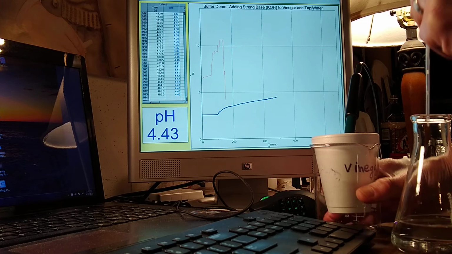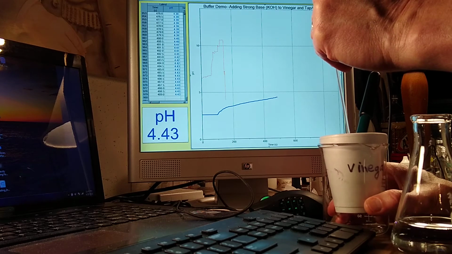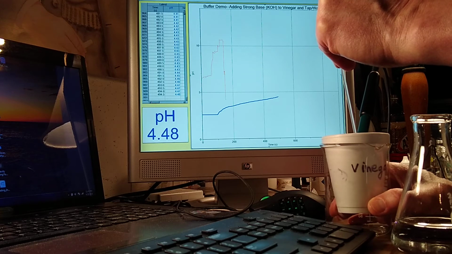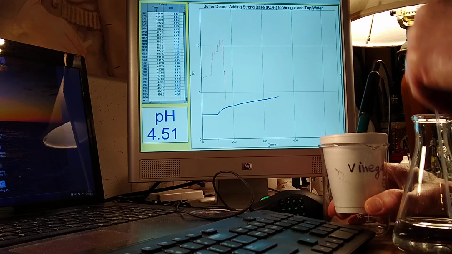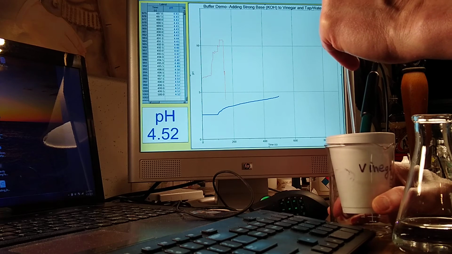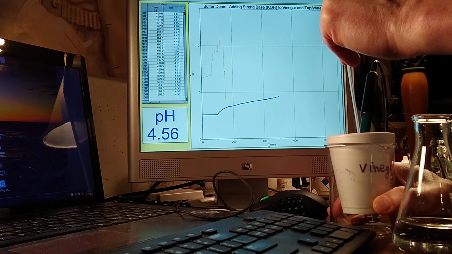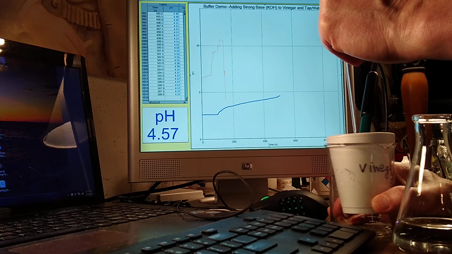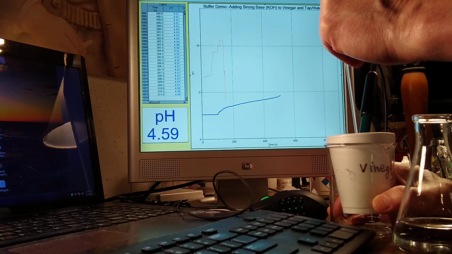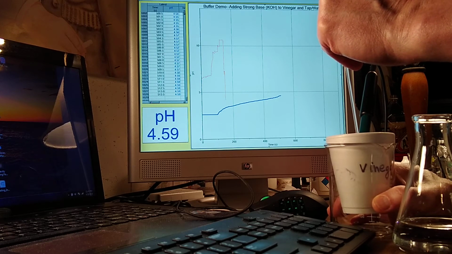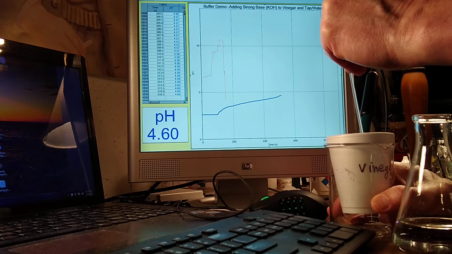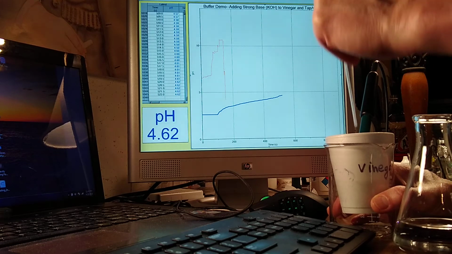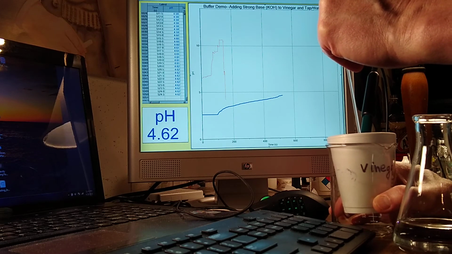Let's just keep going here. I'll pick up the pace with adding base. So you can see that the pH is starting to go up rapidly. When you get close to the equivalence point, the pH will all of a sudden just shoot through the roof. It'll go through a steep rise, and if I rush this, I'll miss it. It'll just look like a vertical line. So I'd like to be patient and try this and get it right. I've got to be careful here.